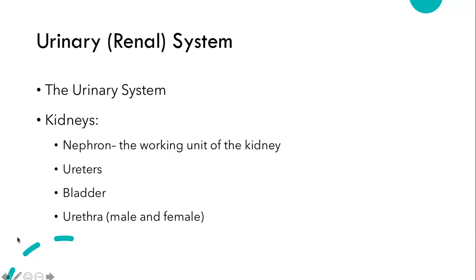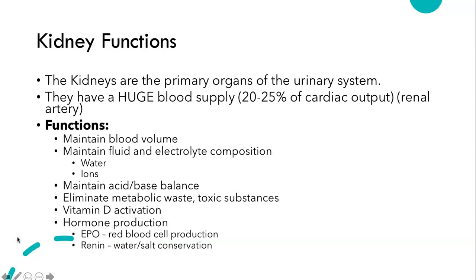Then the urine will travel through the ureters into the bladder and then be excreted, or basically exit the body, through the urethra. Now, the urethra is slightly different in males and females. It's the only part of this system that is different between males and females. So give that a look in the chapter. I'm not going to go into depth about the differences in this video. So let's talk about kidney functions.